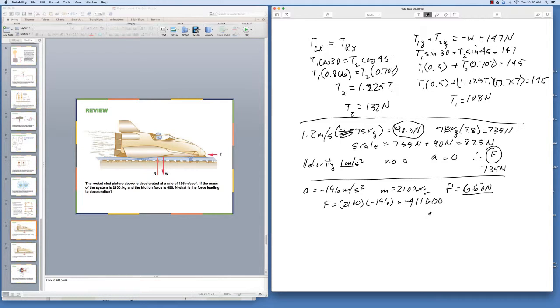The question's not entirely clear about that, but I went ahead and assumed that it actually was not included, and so we would subtract this from this, and you would get 41,950 newtons.